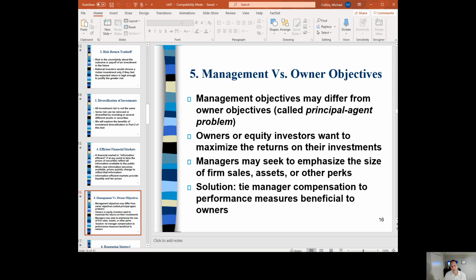So you want to do your best, if you can, to tie manager compensation to performance measurements that are beneficial to the owners. The problem is if you have cheap owners, they don't like giving extra compensation for good work, and that might be against their own economic interest as well.